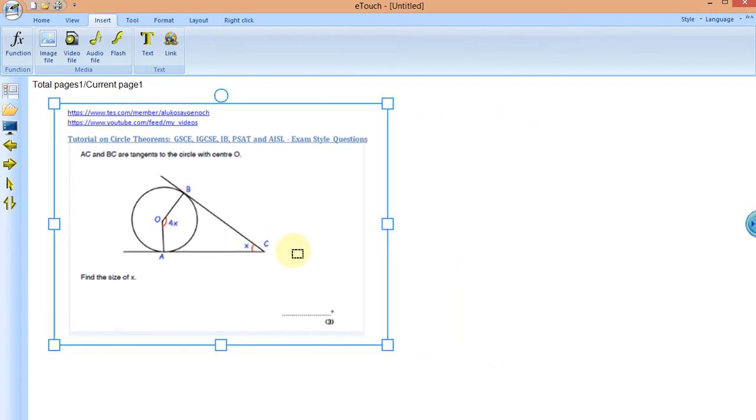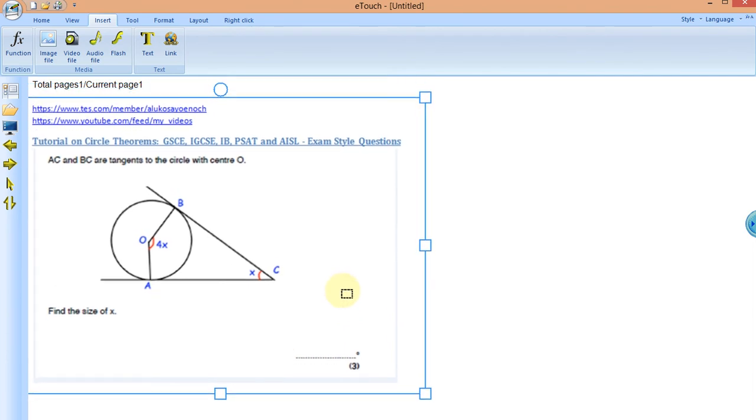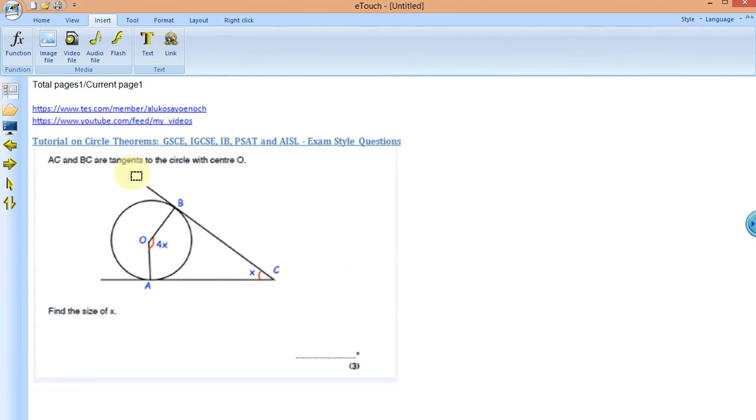Okay, so take this one here. Let me make it a little bit bigger, guys. AC and BC are tangent to the circle with center O, and find this side, guys.